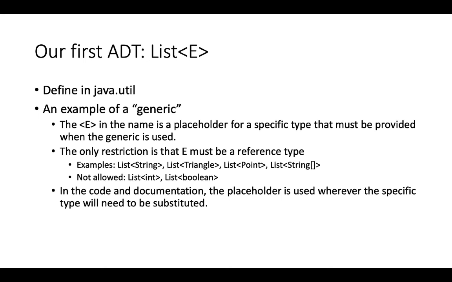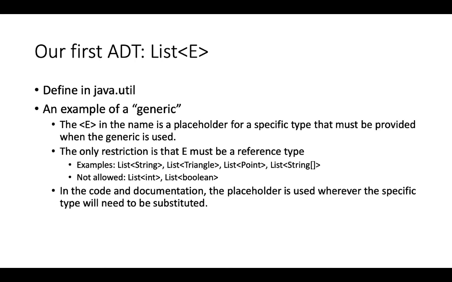So what I do is I put this angle bracket, and then I put in a placeholder. And then I can use that placeholder, and it's usually a one-letter placeholder, usually a capital letter. I can use that placeholder in my interface definition or in my class implementation, wherever I need to refer to the type that this is eventually going to be. So I know that when I use it, I will provide a specific type name in those brackets.